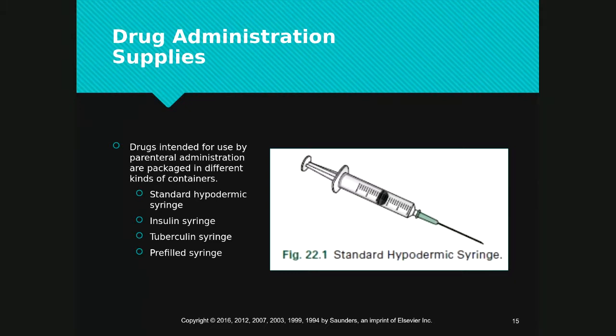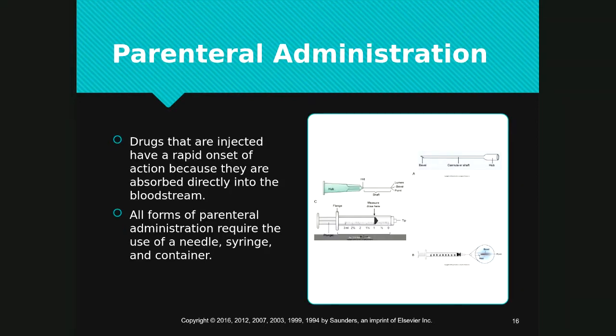Drugs that are intended to be used by parenteral administration are packaged in different kinds of containers. Sometimes they come in the form of a standard hypodermic syringe, an insulin syringe, a tuberculin syringe, or even a pre-filled syringe. When we talk about parenteral administration, again, these pictures are kind of small on this particular slide, but these images are on page 271.